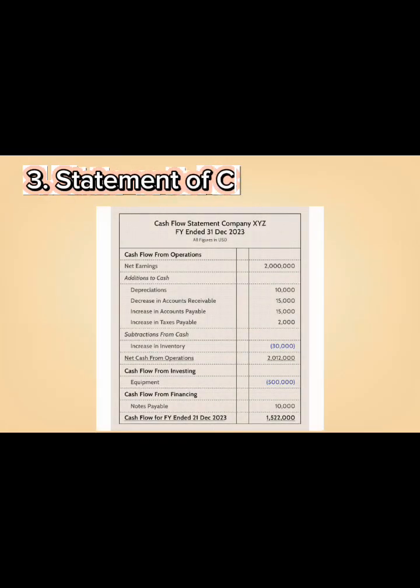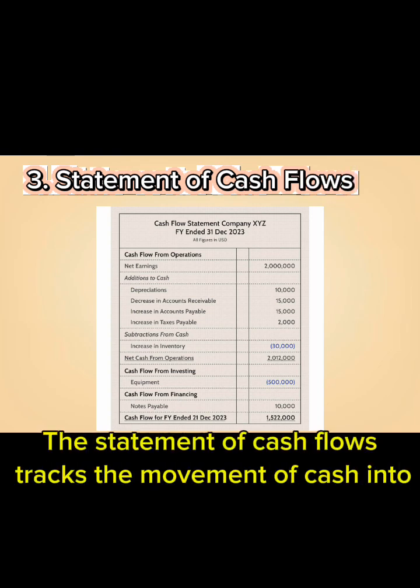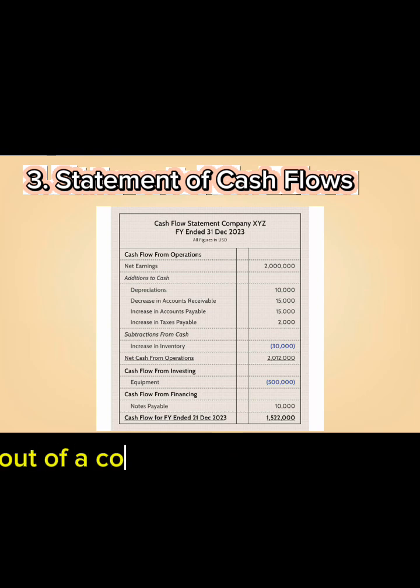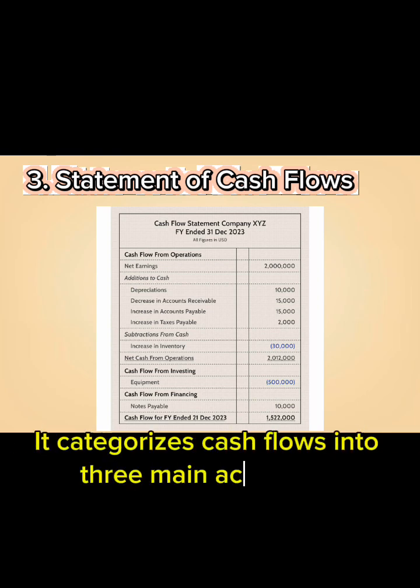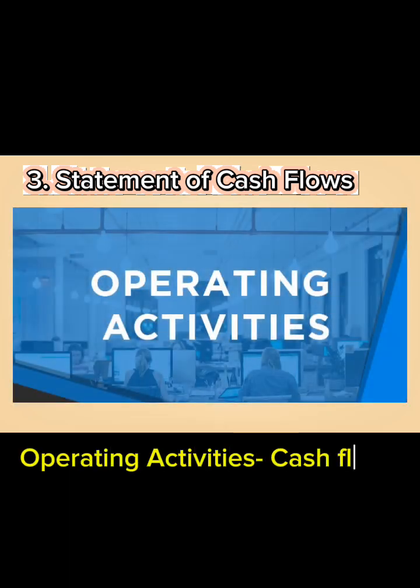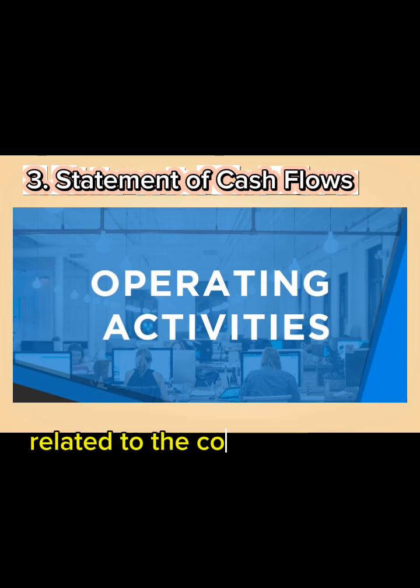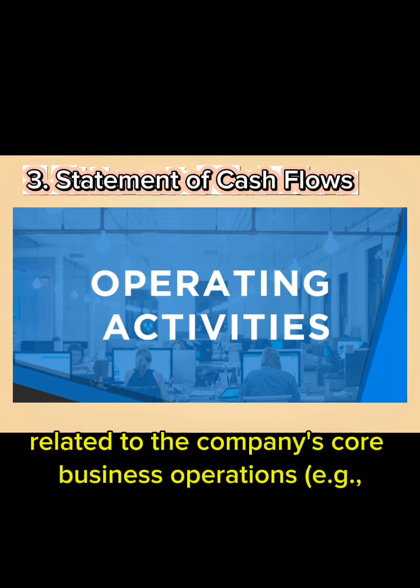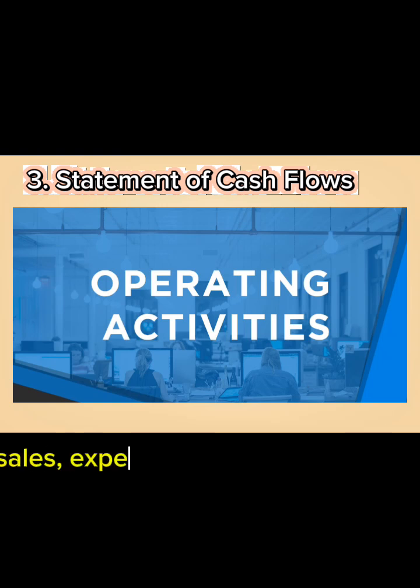3. Statement of cash flows. The statement of cash flows tracks the movement of cash into and out of a company over a specific period. It categorizes cash flows into 3 main activities. Operating activities, cash flows related to the company's core business operations, e.g., sales, expenses, interest payments.